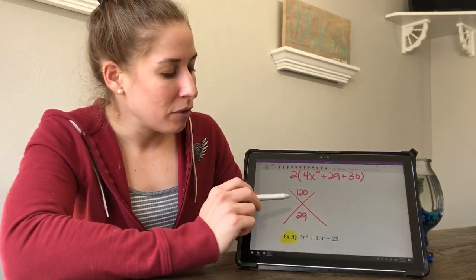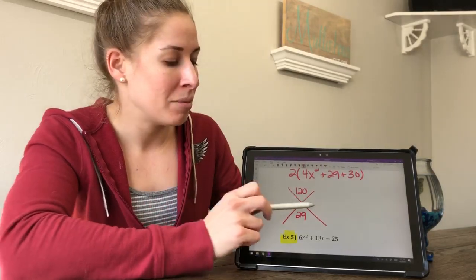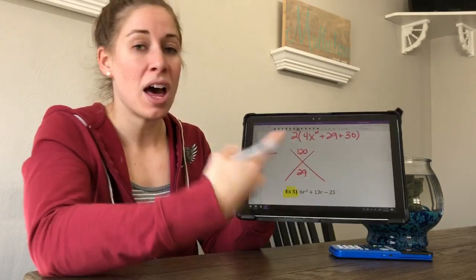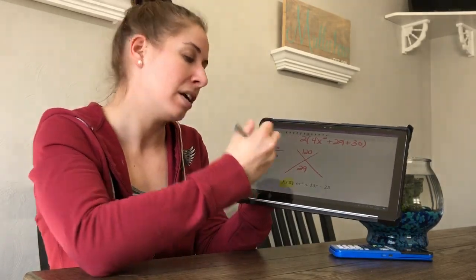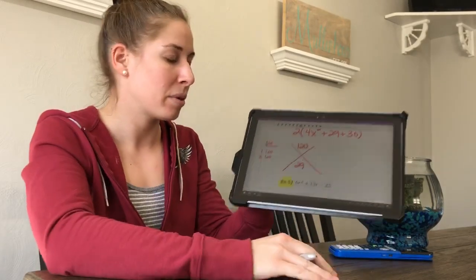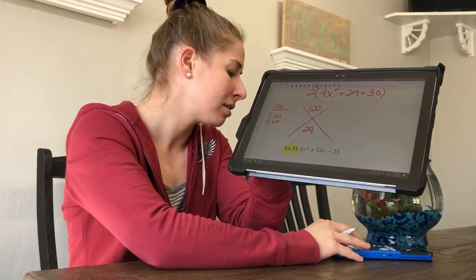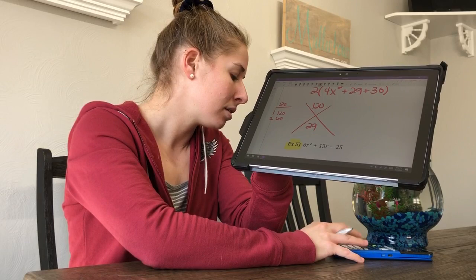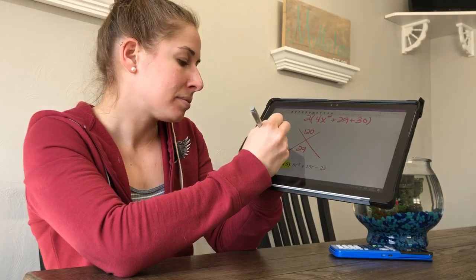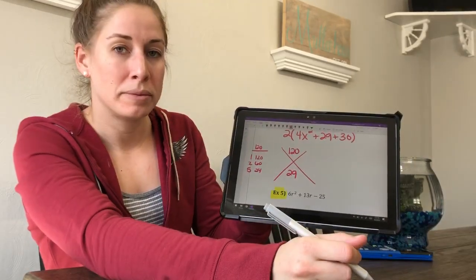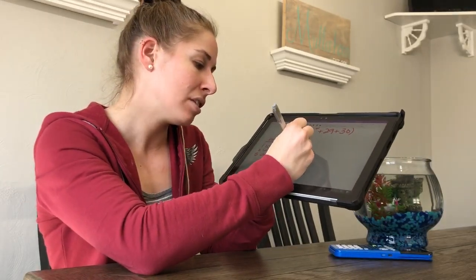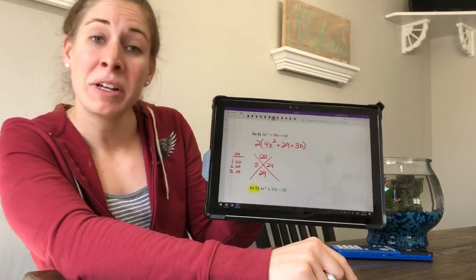So again, if you forget, it's what times what gives you 120, but when you add them, you get 29. You could list your factors of 120. There's a lot of them. 1 and 120, 2 and 60, and so forth. But what you should find is that it's 5 and 24. They're both positive, so keep them positive. Now, plug them into your box.